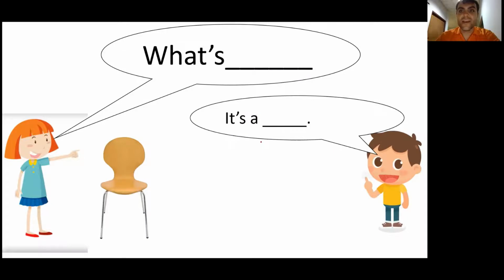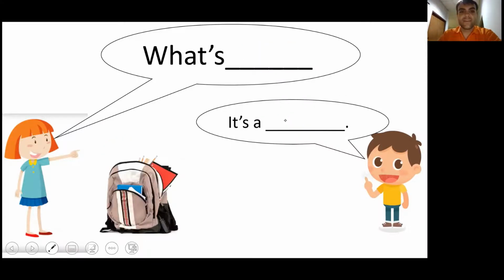All right, what does she say now? Does she say, what's this or what's that? Right, she says, what's this? Because the computer, I mean, the chair is close to her. And so then what does he say? Right, it's a chair. So repeat after me. What's this? It's a chair. Very good.